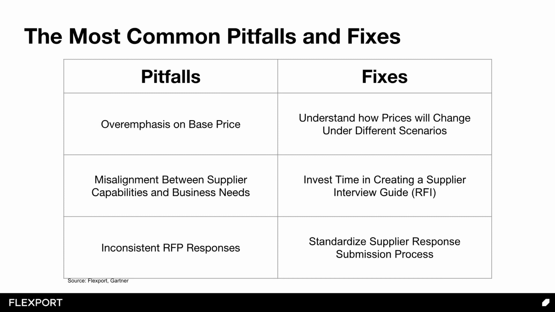And so the second pitfall there is misalignment between supplier capabilities and business needs. And of course, the fix there is investing some time in creating a supplier interview guide or an RFI would be great, just to really understand and have the forwarder understand what their capabilities are and what your needs are, and making sure that's aligned. So you want to select a forwarder that can get as close to your specific needs, obviously, as you possibly can. And last up is inconsistent RFP responses.